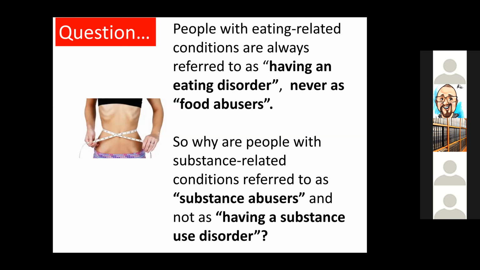Here's a question I often pitch to audiences. People with eating-related conditions are always referred to as having an eating disorder, never as food abusers. So why are people with substance-related conditions referred to as drug abusers or substance abusers, alcohol abusers, and not as having a substance use disorder? There's a discrepancy there, it seems to me. I've never heard anybody with an eating-related problem being described as a food abuser. It's always referred to as eating disorders, the eating disorders field, and eating disorders in terms of diagnostic nomenclature.